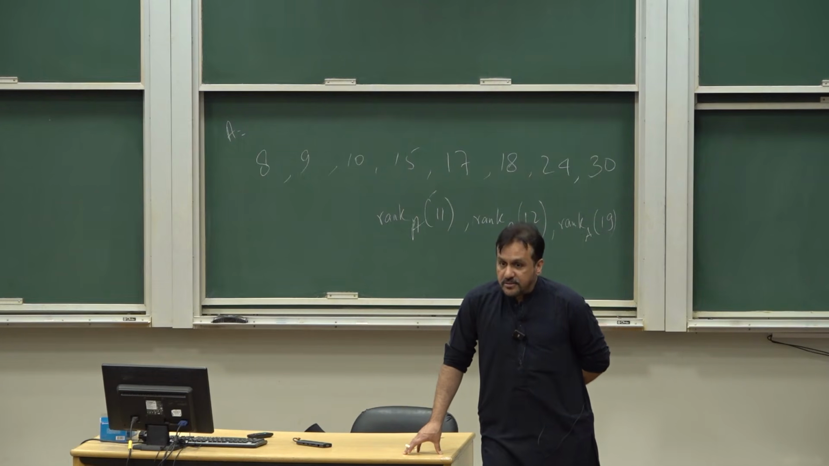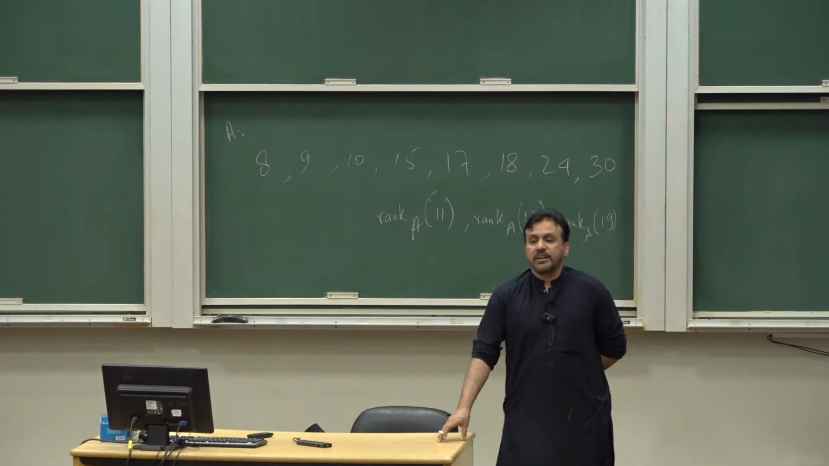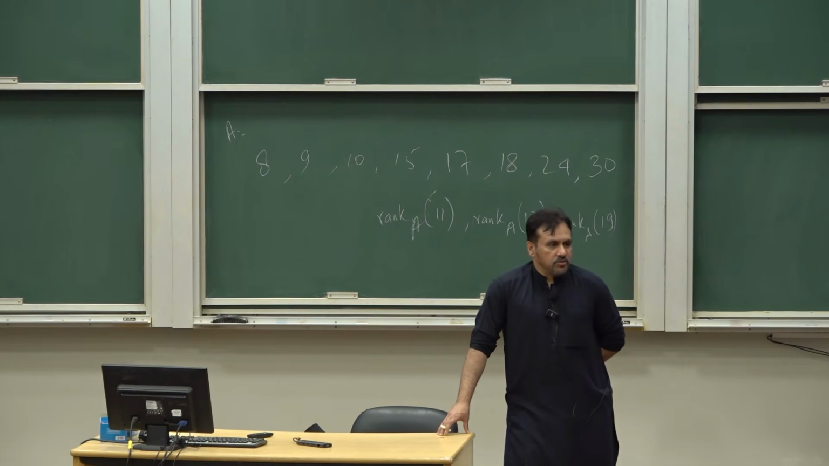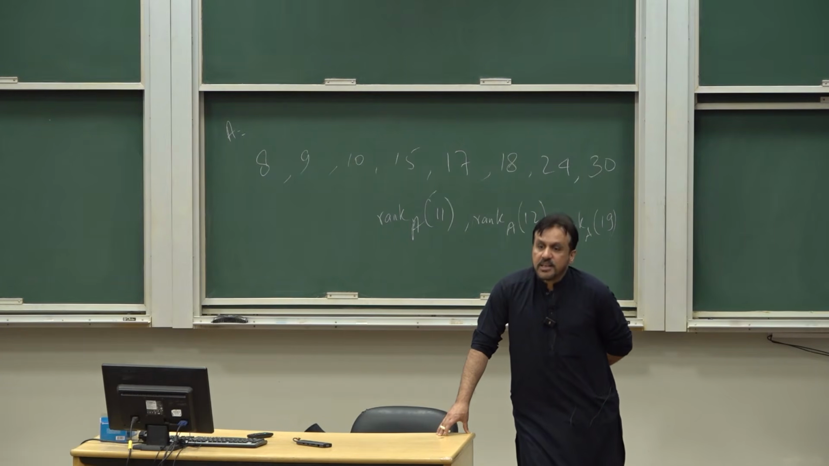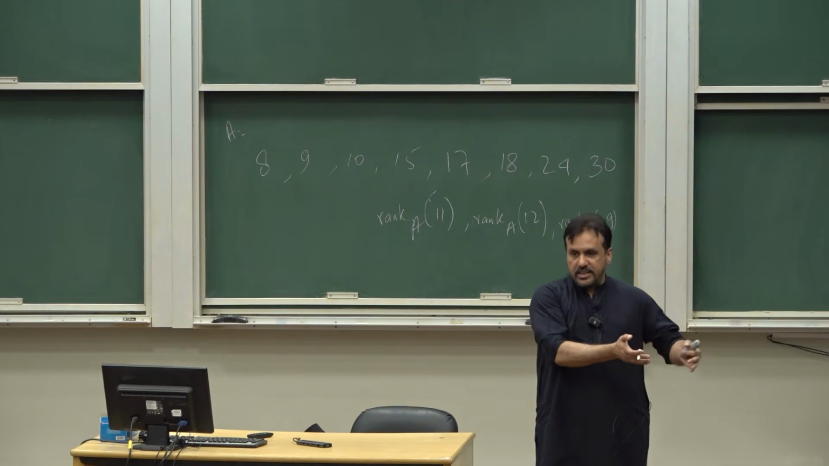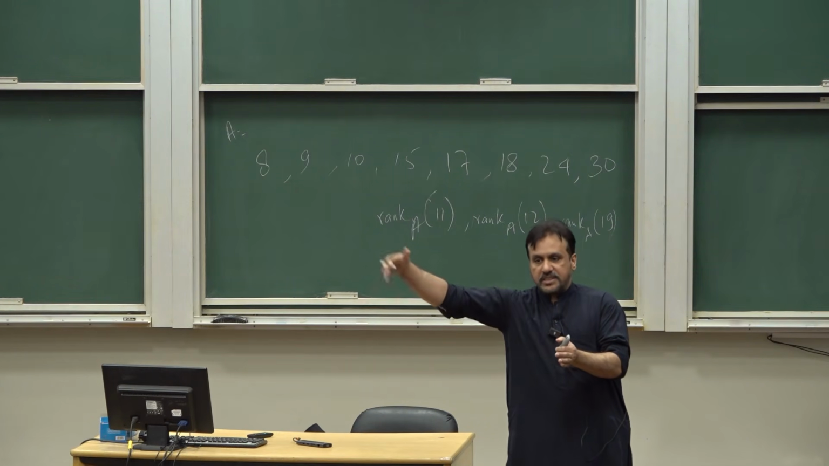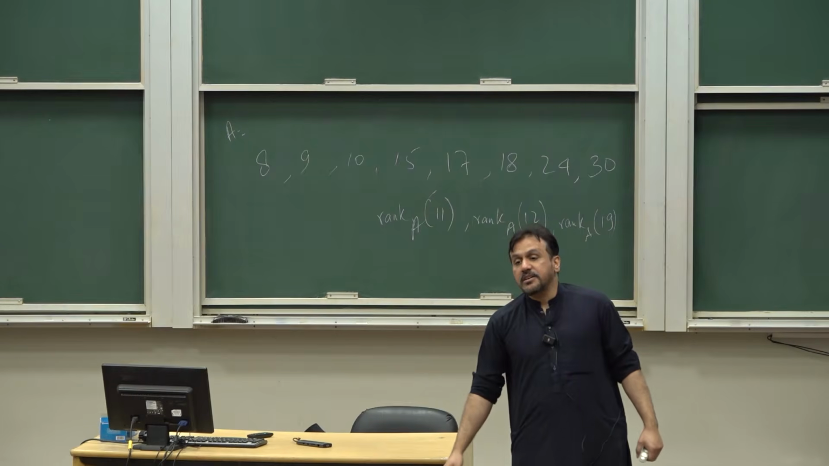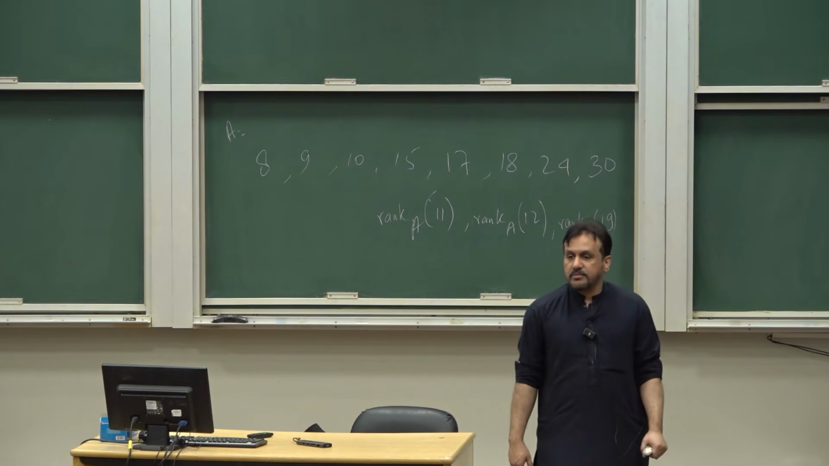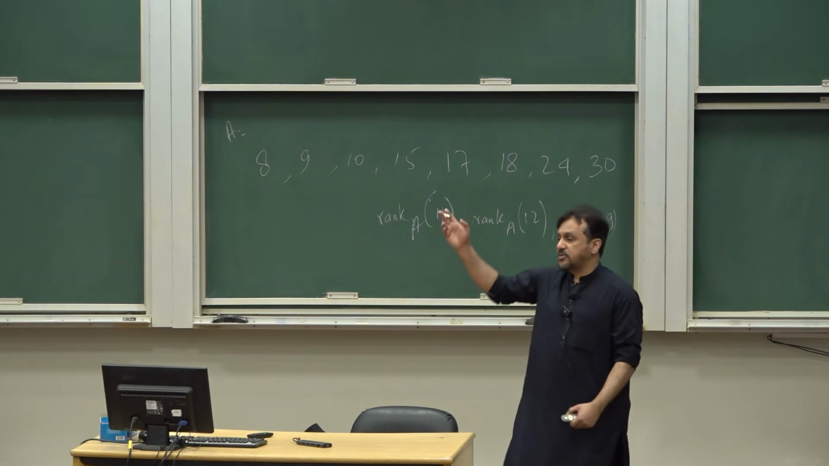So is this clear? If the first 3 are smaller than 11, then they must also be smaller than 12. Yes? So in order to find the rank of 12, I don't need to see the first 3. I need to compare the 4th, 5th, 6th, 7th. They are potentially smaller than 12. But is this clear? So that was the idea here.